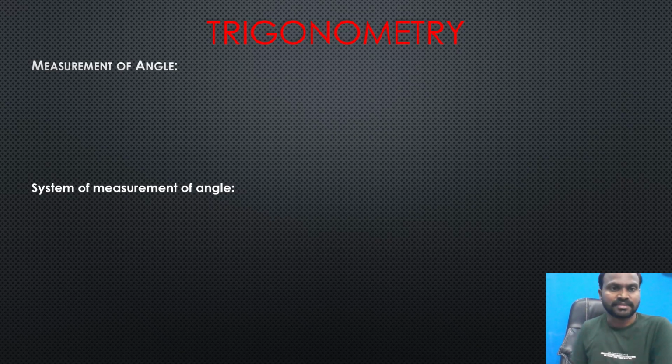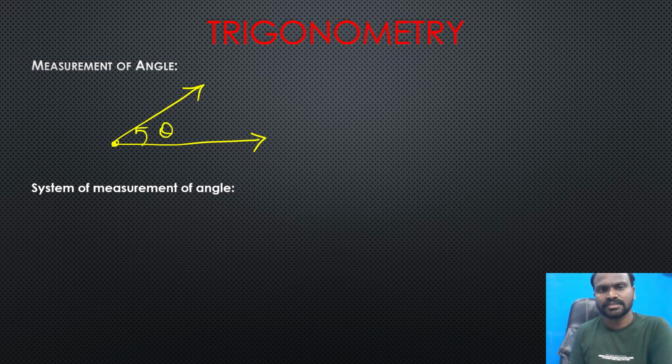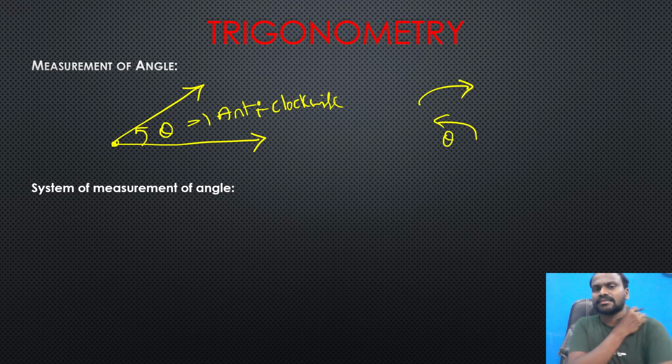Now we have the first topic, measurement of an angle. Whenever you take a ray, for example horizontal, let us say this is the initial ray and the other one is the terminal ray. Then the amount of rotation from the initial to the terminal position is called an angle, which is denoted by theta, and is always measured in the anti-clockwise direction. Anti-clockwise means this one. If it is measured in the clockwise direction, then we always take it as minus theta.